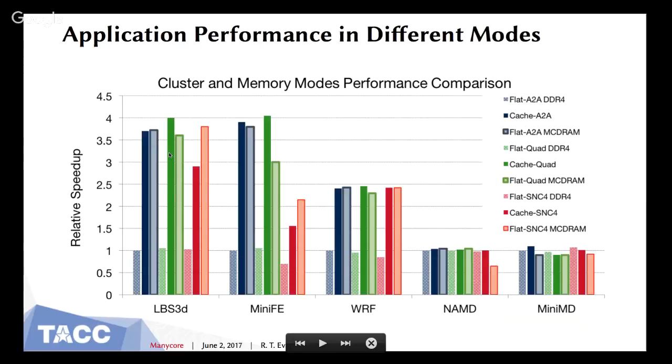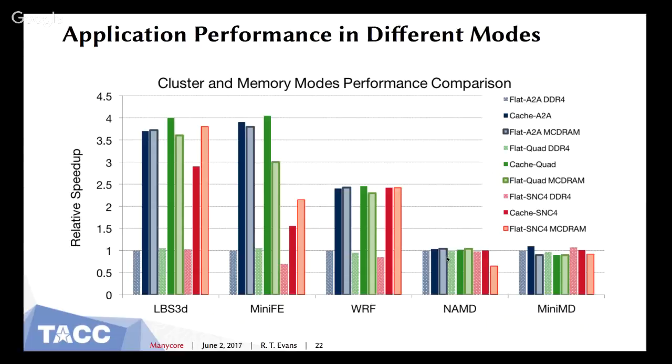There are a couple of exceptions. That's what I was mentioning earlier. For NAMD and MiniMD, these are both molecular dynamics codes. They do not depend on memory bandwidth. They have horrible memory access patterns, and the high-speed memory just doesn't affect them. It doesn't give them any advantage.